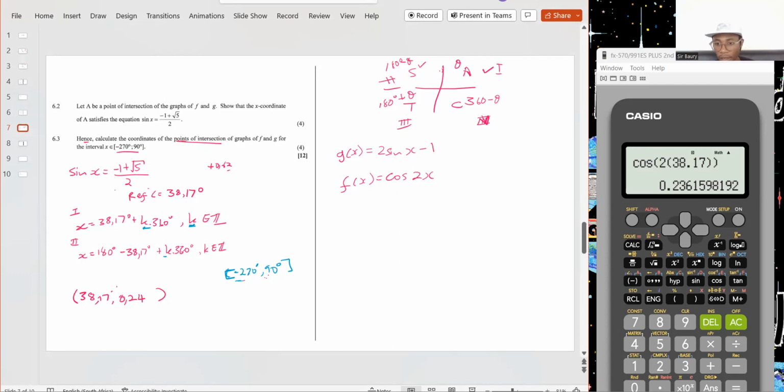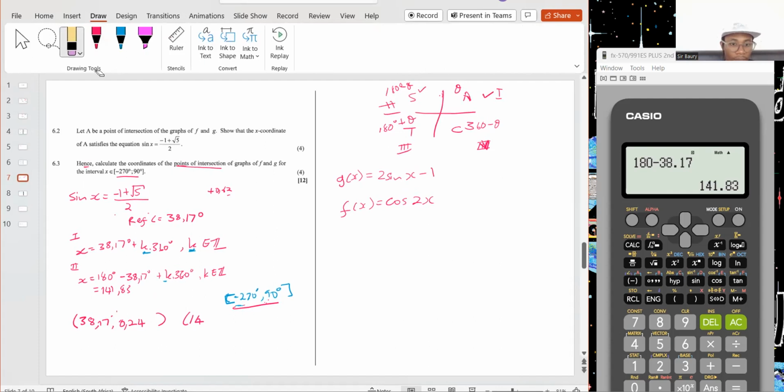Going to the second one, let us look at this one here. So we can solve that: 180 degrees minus 38.17 is equal to 141.83. I know it's part of a solution because it's within the interval. Zero, no, actually it's not in the interval, since it ends at 90. So it's not within the interval.